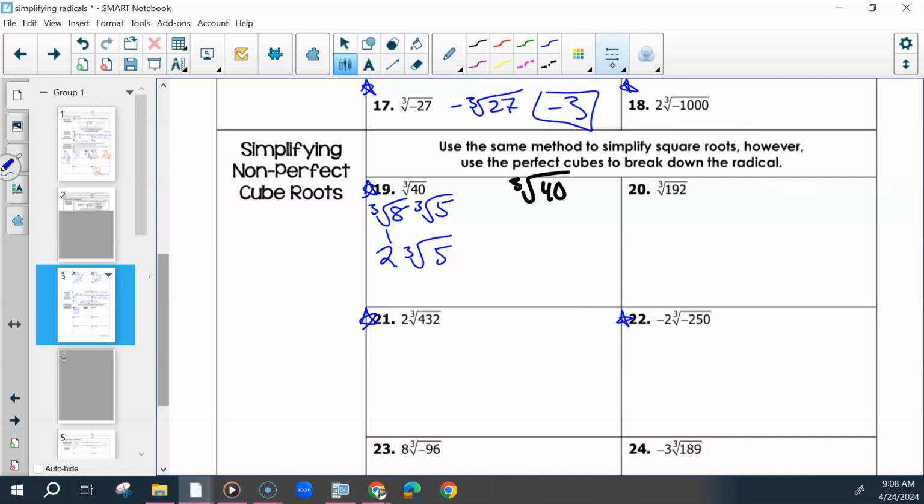So let's say I use 4 and 10. And I'm just looking for factors. I'm just going to write down all the factors, and I'm going to break these down completely until I can't anymore. Then because this is a cube root, you want groups of 3. So that group of 3 would come out of the radical, and whatever is left would stay inside.